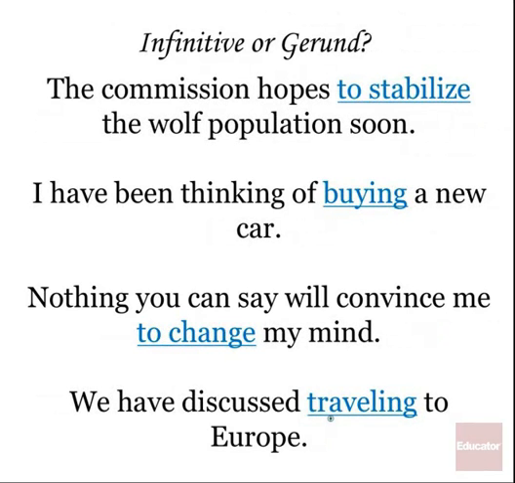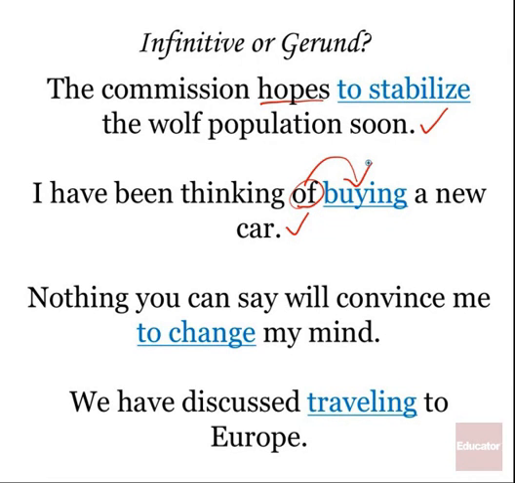And here we are. The Commission hopes to stabilize the wolf population soon. Your clue here was hopes. This is one of those verbs that are commonly followed by an infinitive. I have been thinking of buying a new car. Your clue here was the preposition of. Of is pretty much always a preposition. So you need something that can act as the object of a preposition, and that is a gerund. Remember, gerunds can act like nouns and pronouns. And the object of a preposition must be a noun, a pronoun, or something that acts like one.